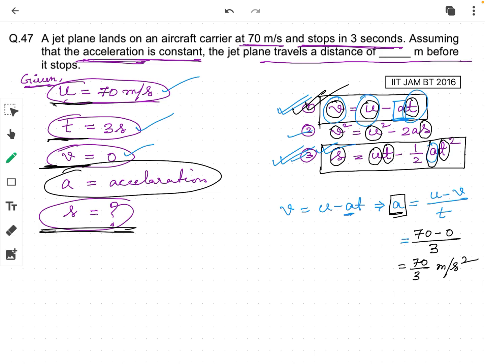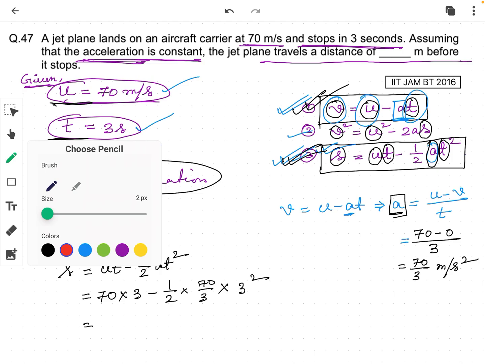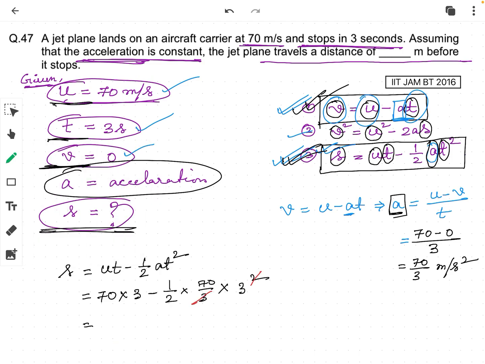Now let us put this value in equation number 3. So we have s equal ut minus half at square. Let us put the values. u is 70 into t is 3, minus half, a we have found as 70 by 3, into t square, that means 3 square. Here the 3 cancels out and we get 70 into 3 minus half of 70 into 3. That means it is equal to half into 70 into 3, right?